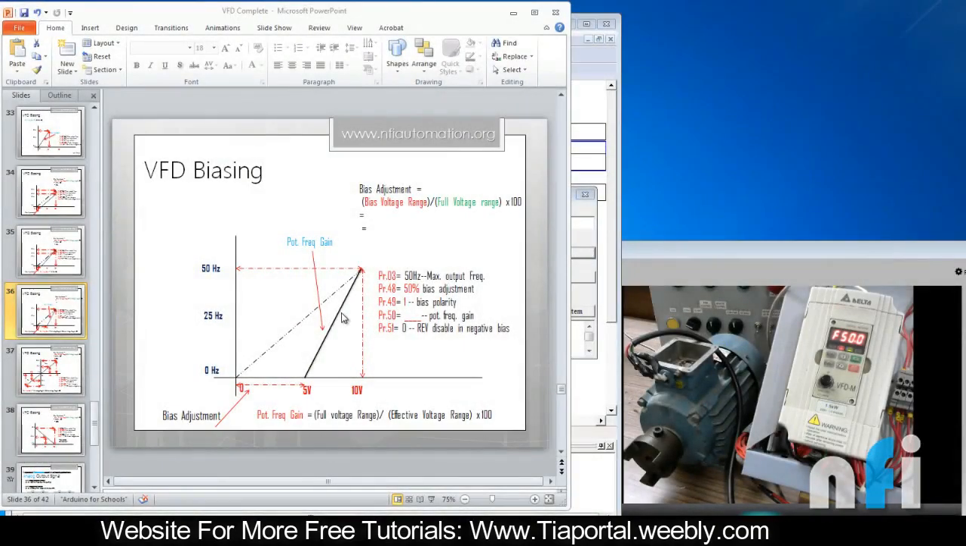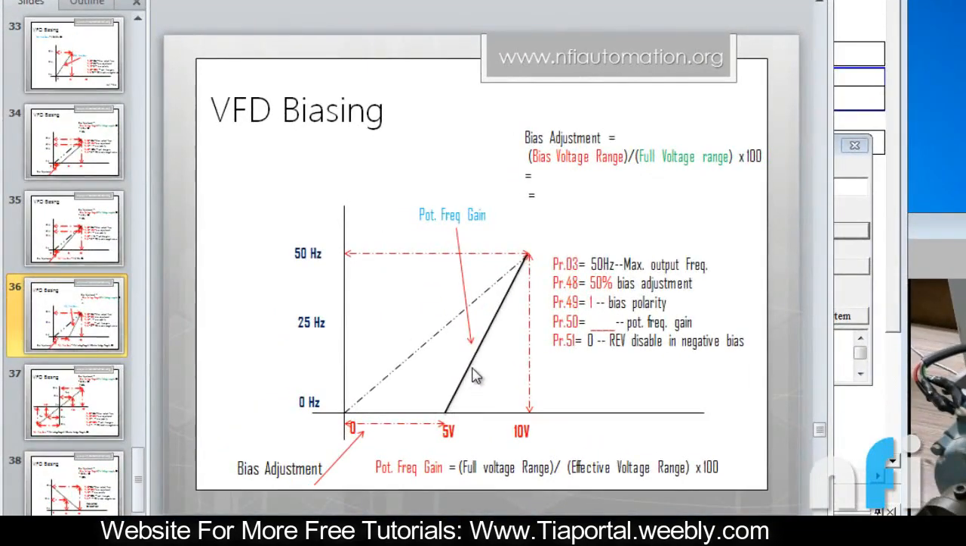Alright, so the next exercise is having a curve like that. We'll be starting at 5 volts and ending at 10 volts. So we are clipping 0 to 5 volts.